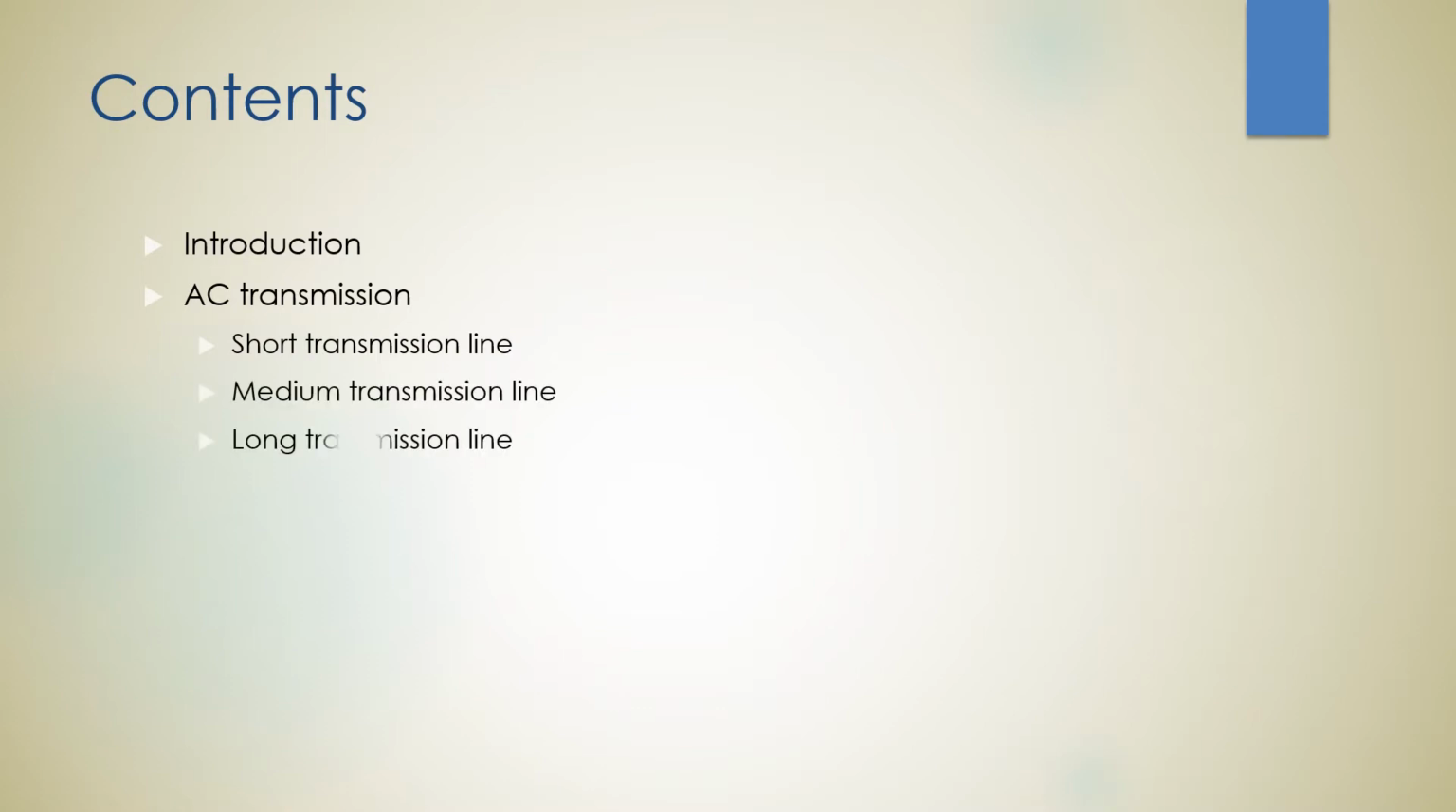Let us see the contents of this video and slide. Introduction, then AC transmission, the categories of AC transmission lines: short, medium and long transmission line. The categories of transmission line are based on the length of the transmission line and the voltage level of it. There is a DC transmission also, but in our syllabus we don't have the DC transmission topic, so we are skipping that.